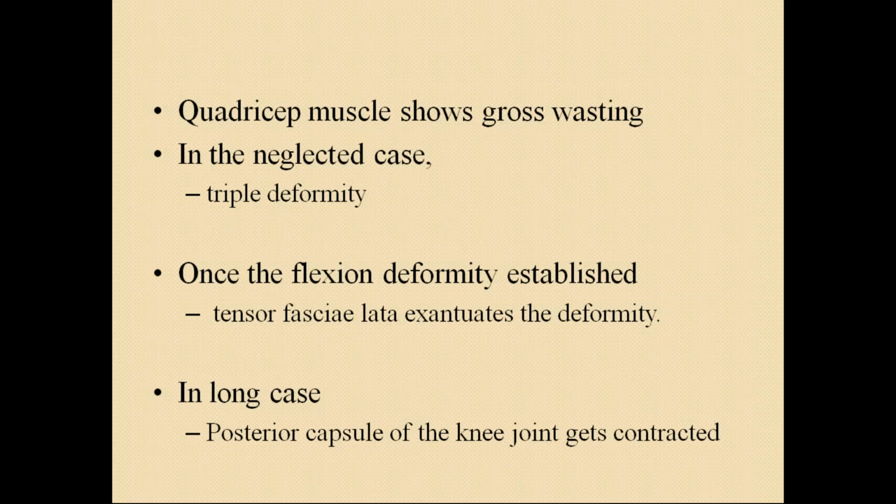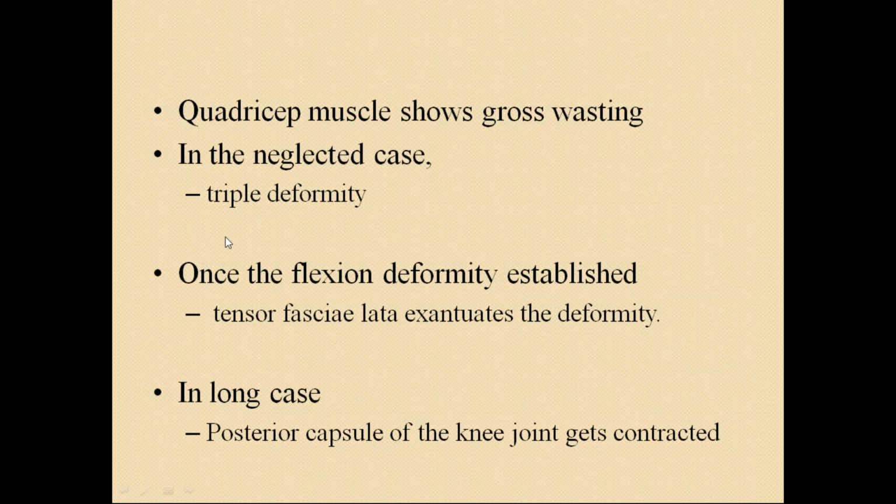If it is in an advanced stage and we are not giving any medical treatment and we are neglecting the case, then we can see the deformity known as triple deformity. What is known as triple deformity? In a neglected case, we will see a triple deformity. In triple deformity, we see flexion at the knee joint, external rotation of the knee joint, and valgus deformity at the knee joint. Flexion, external rotation, and valgus deformity at the knee joint.